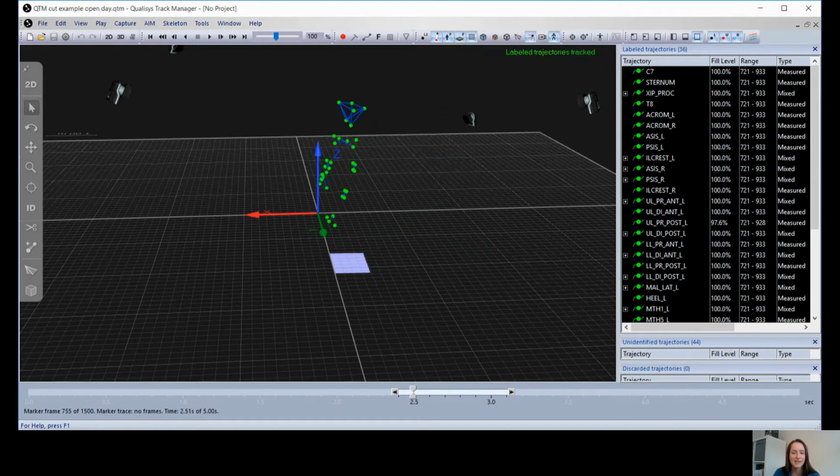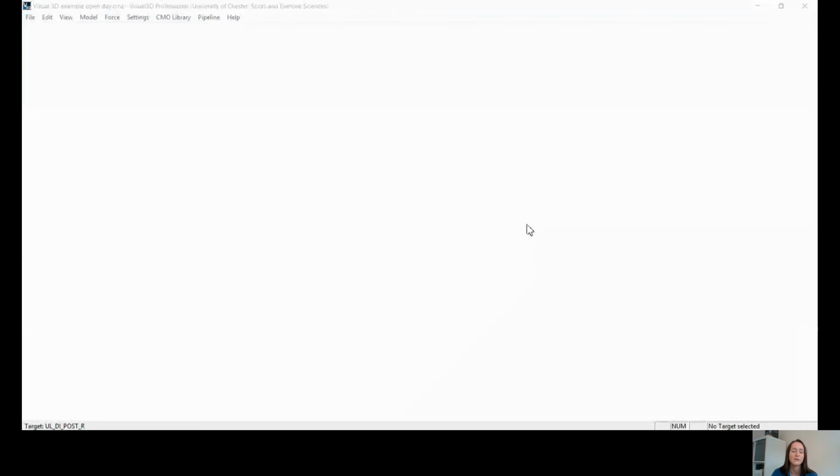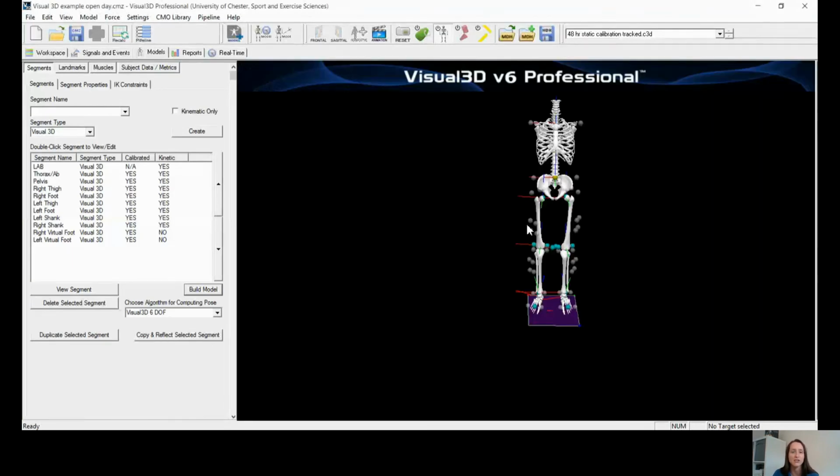Okay, so now we have tracked a specific movement. The next thing we want to do is to reconstruct the skeletal system of our participant, or get a reconstruction of the skeleton. To do that, we will just use another software program. I'll just bring this up here now. The software program we were in before is called Qualisys Track Manager, or QTM, and the one I'm in at the moment is called Visual 3D.